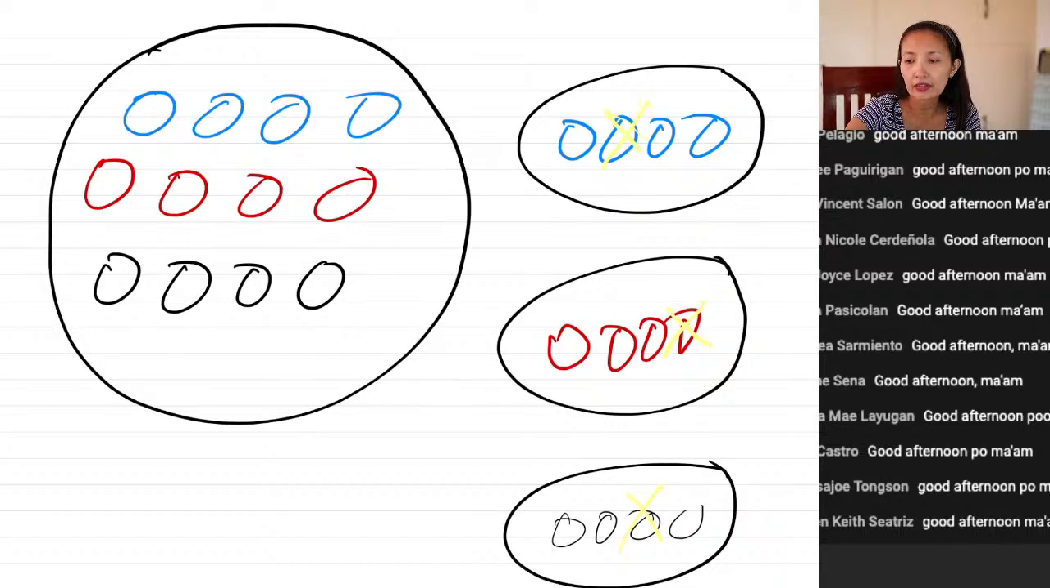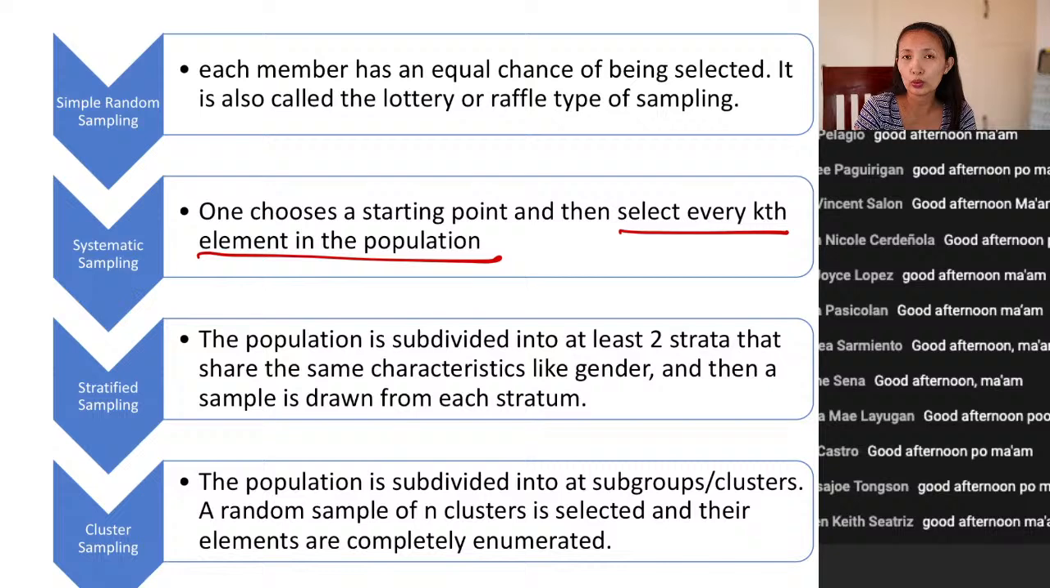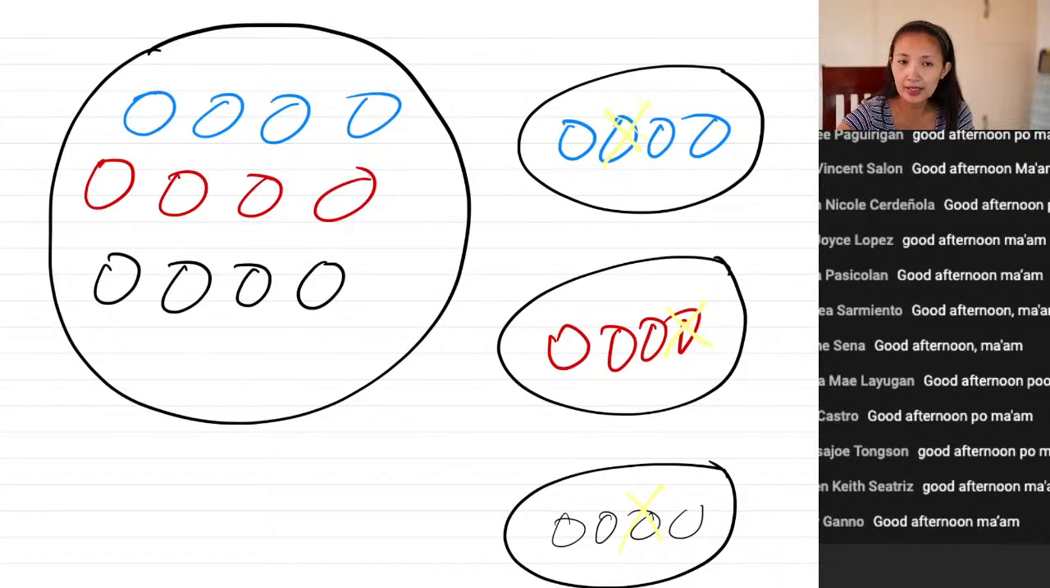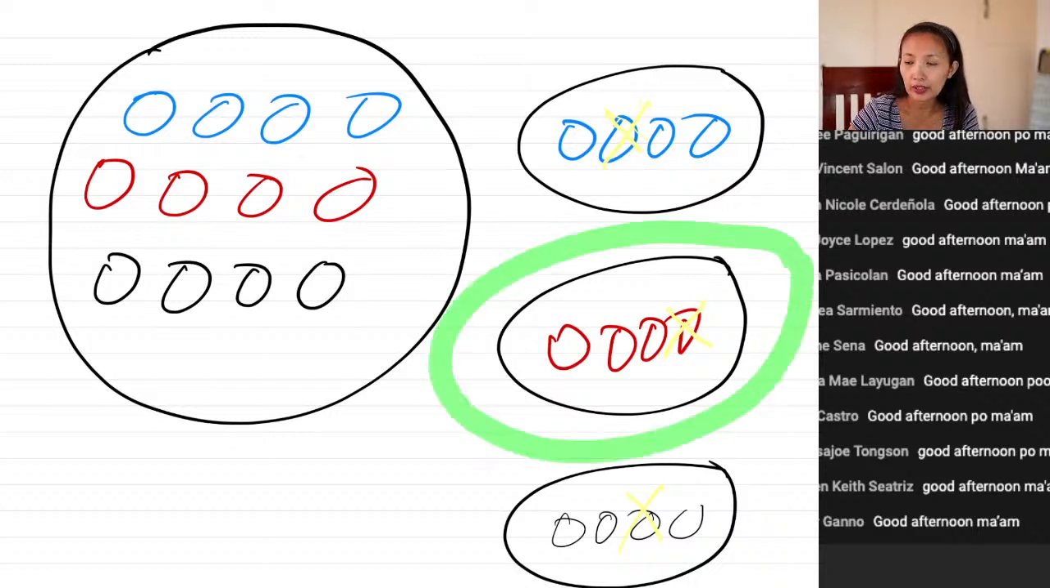Now, how different is stratified sampling from cluster sampling? Take note that the two involve grouping or dividing your population into groups. So when we speak of cluster sampling this time, the population is subdivided into subgroups called clusters. A random sample of n clusters is selected and their elements are completely enumerated. So let's go back to the illustration. Instead of me picking out samples from each stratum, from each group, I will just select one of the groups. For instance, let me choose the middle. After choosing that cluster, all of its elements are listed in the sample.